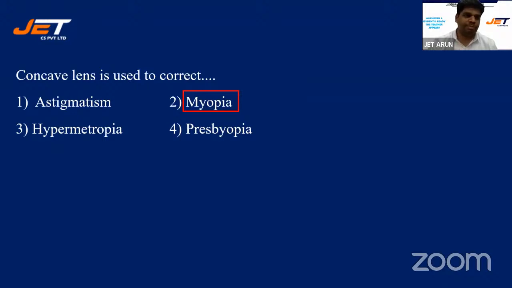All right. The formula was P is equal to 1 by F in meters. So F is equal to 1 by P. I hope you got it. Let's go for the next one.